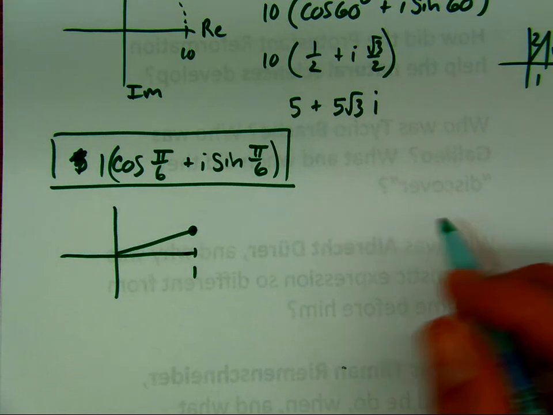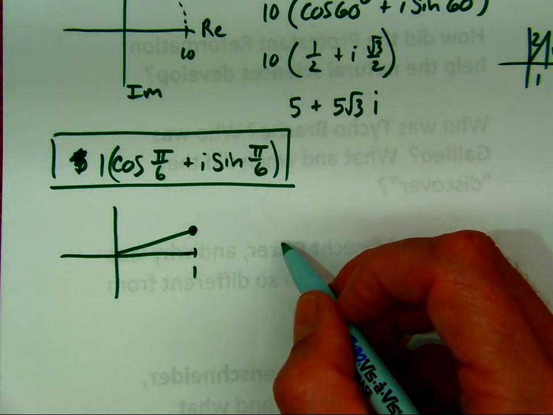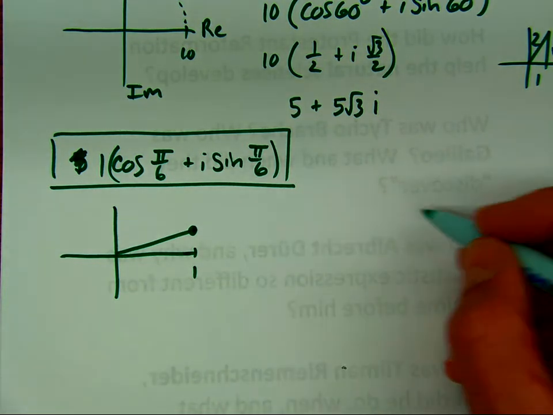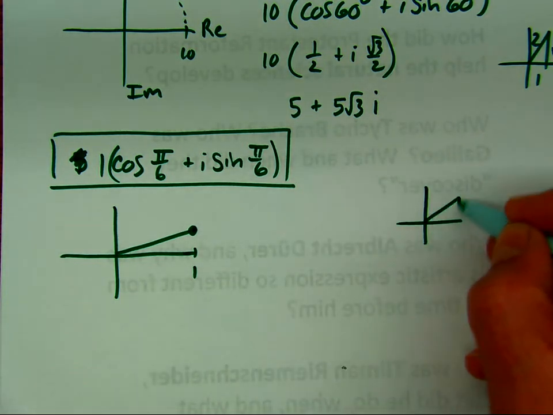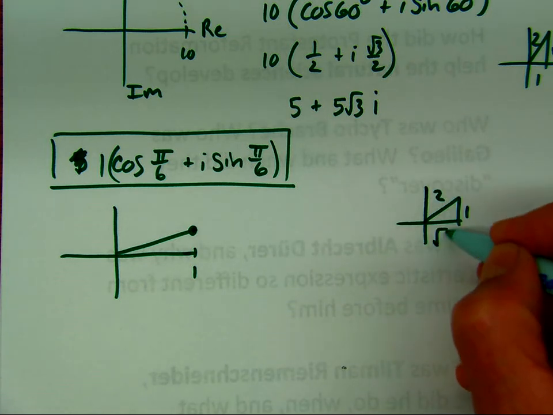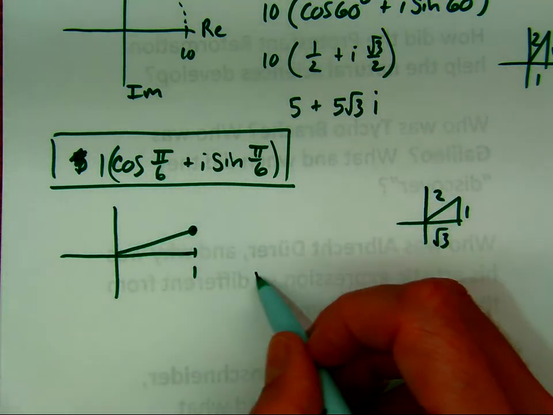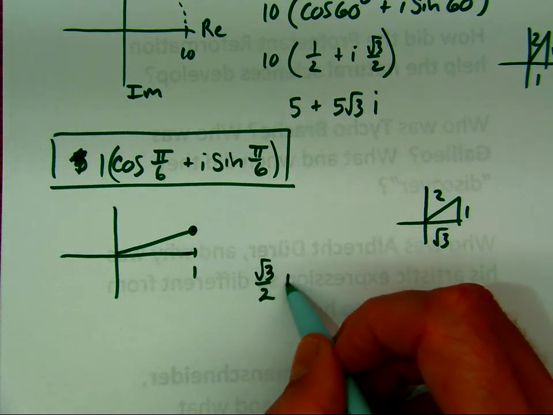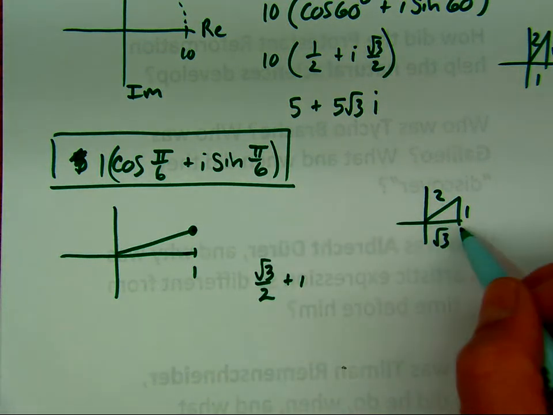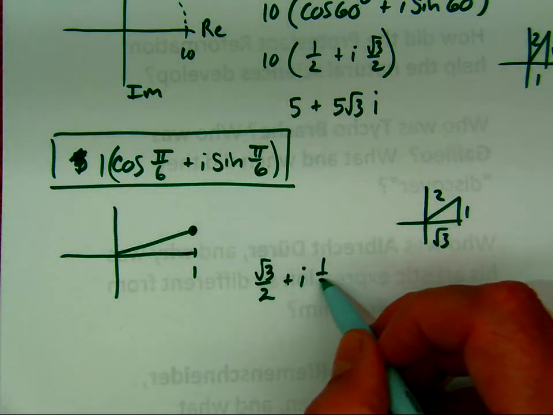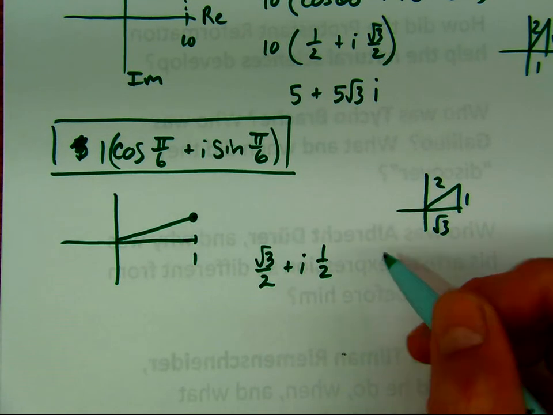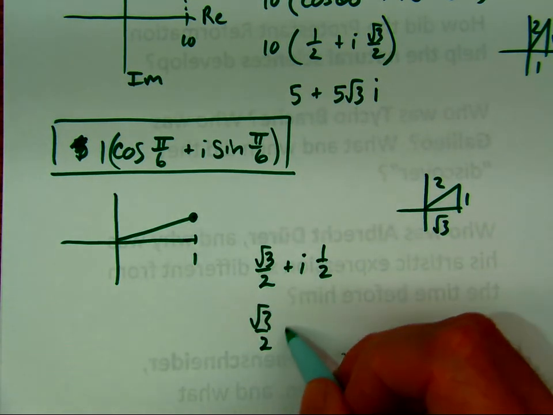And then we have to evaluate it. So pi over 6, we have cosine pi over 6 is radical 3 over 2. Sine pi over 6 is 1 over 2. And there's standard form, radical 3 over 2 plus 1/2 i.